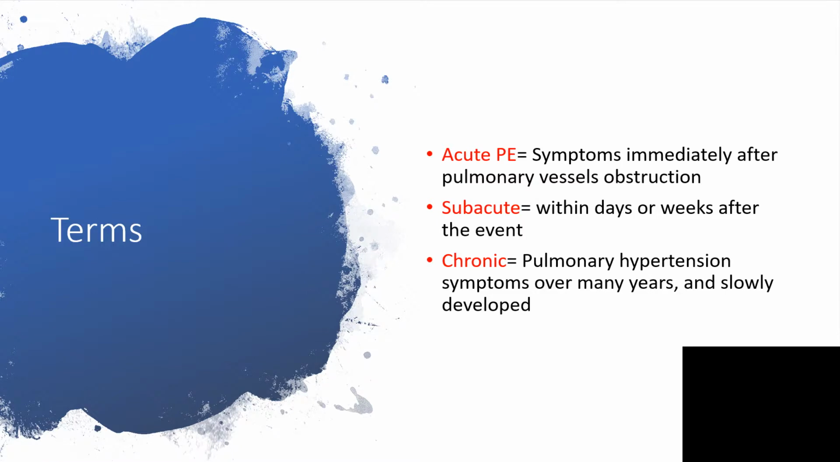What are the terms that we are likely going to come across when it comes to pulmonary embolism? It could be acute. Acute pulmonary embolism, the symptoms will be immediate, and that will be after pulmonary vessels obstruction immediately. If it is subacute, that is going to take some days or weeks after the event. And if you hear something like chronic pulmonary embolism, that means pulmonary hypertension over many years. And of course, it will be slowly formed.